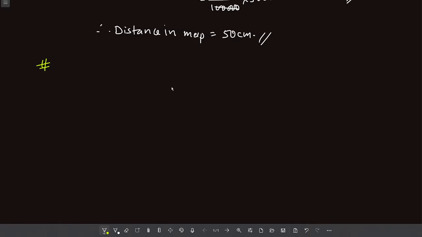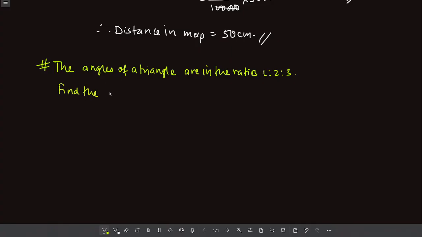Okay, now let's move ahead. Let's solve one question. The angles of a triangle are in the ratios 1 is to 2 is to 3. This is the ratio of angles of the triangle. Now we need to find the size of each angle.